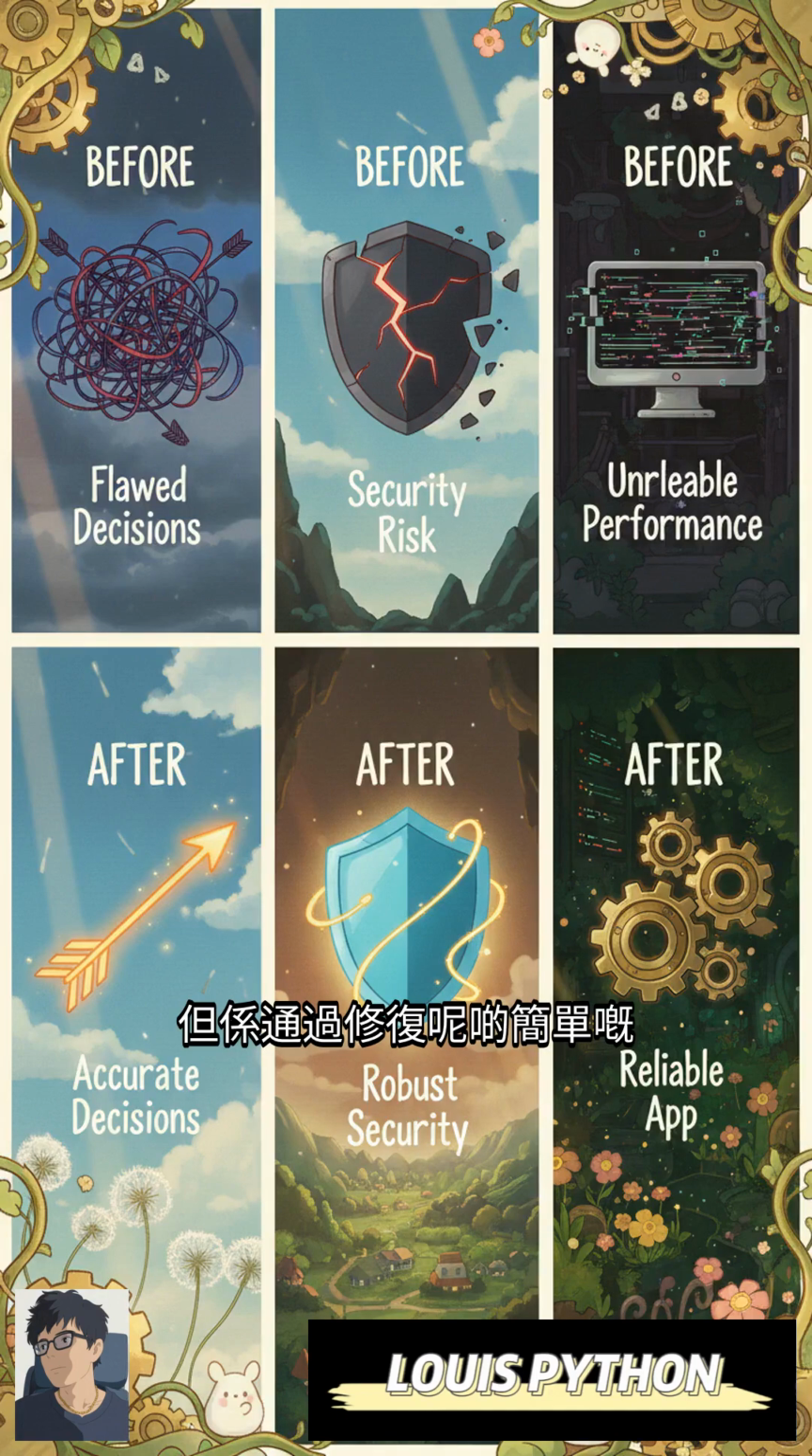Simple, but by fixing these simple Boolean logic errors, you transform your AI agent. Your decision-making becomes accurate, your application is secured against logic exploits, and its overall performance becomes truly reliable. Stop letting Python's truthiness traps undermine your AI. Teach it the right way.